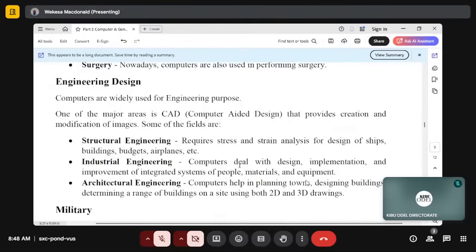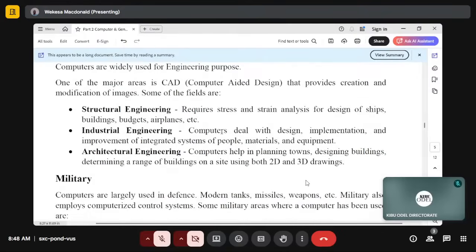That aeroplane, that helicopter, it was designed by a computer. So it's used also in industrial engineering to design, to implement and improve integrated systems. They are used in architectural engineering to plan town, kutengeneza maplans, to design buildings, to create the 2D and the 3D animations.